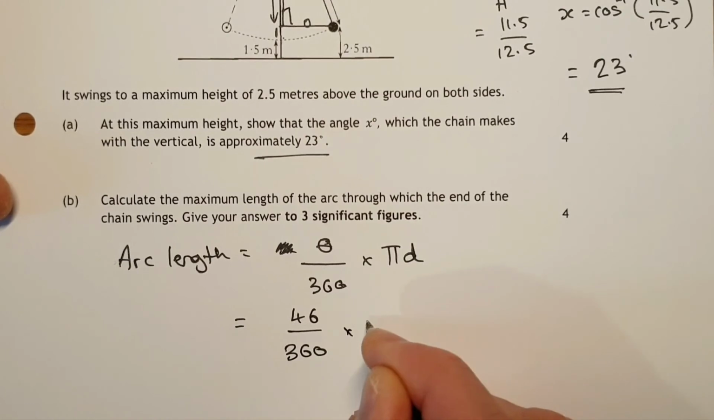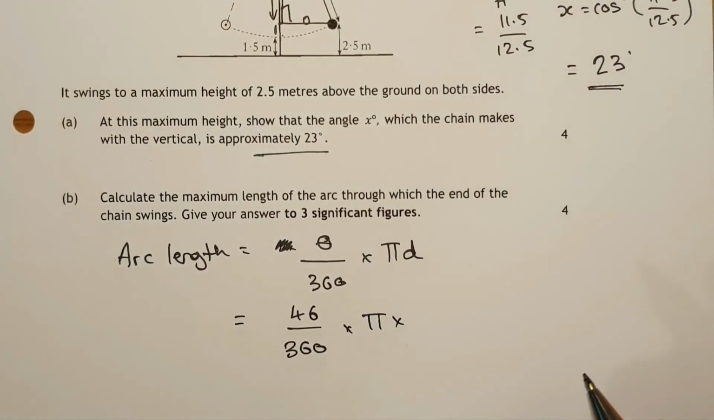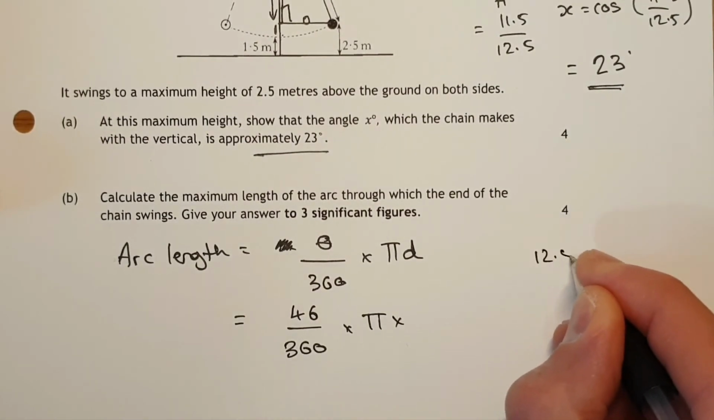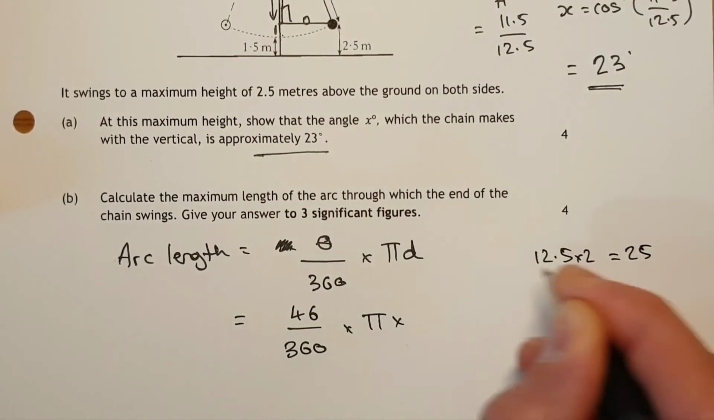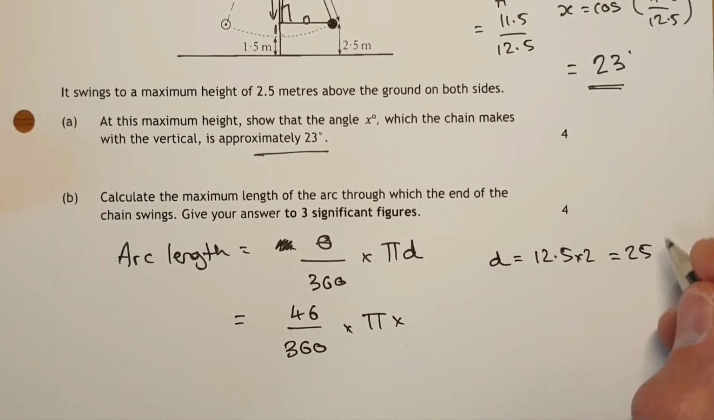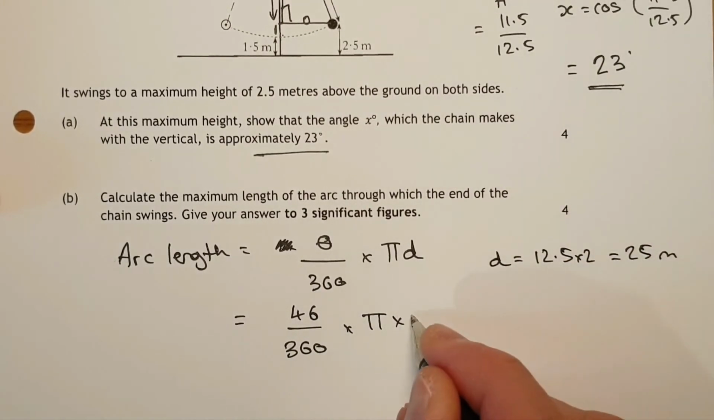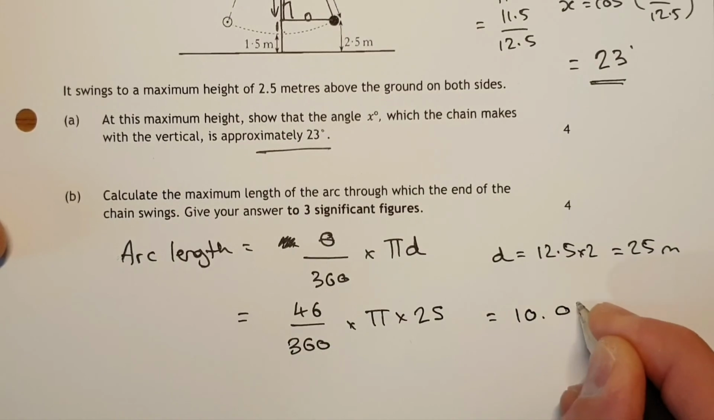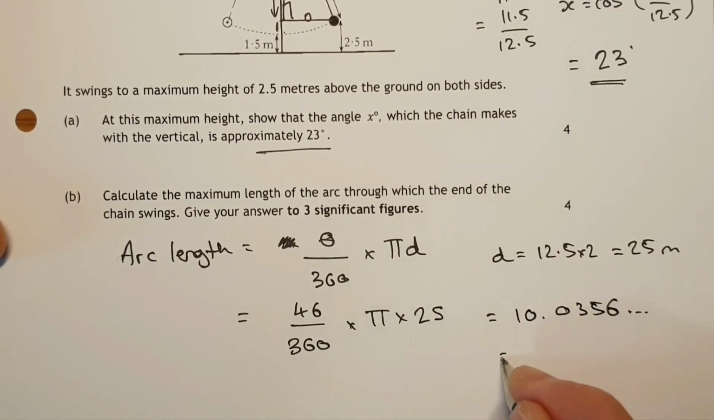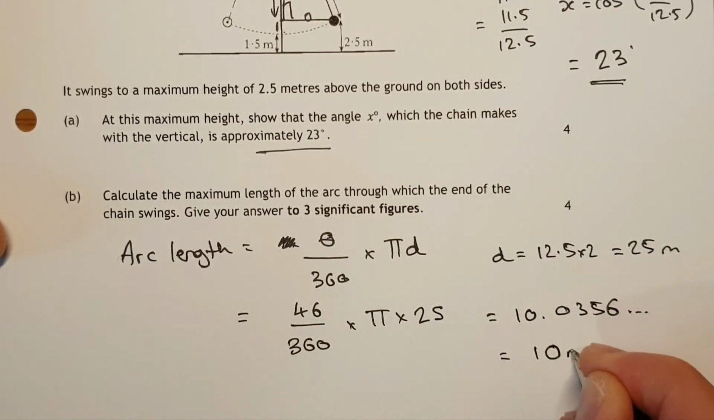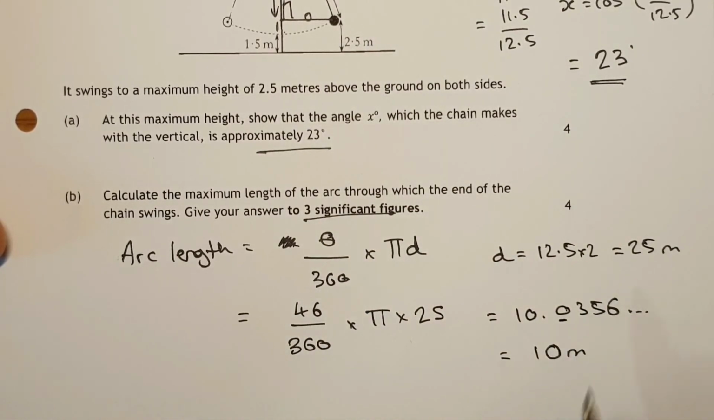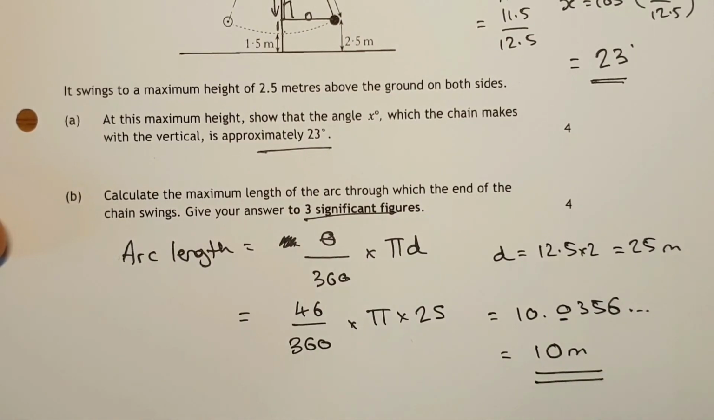So over 360 times pi, and the diameter is double the radius. The radius is 12.5, so your diameter is going to be 12.5 times 2, which is 25, and that's in metres. So we're going to use that. So 46 over 360 times pi times 25, that gives us 10.0356, etc. And we could just round that to 10 metres. It says to 3 significant figures. Your third significant figure is the 0 here, but that's going to stay the 0 because of the 3. So it's just going to be 10 metres.